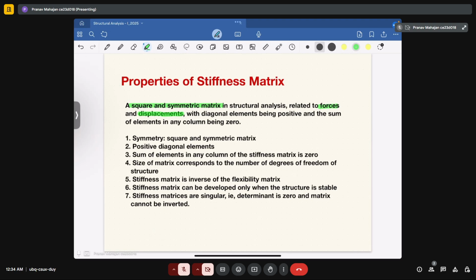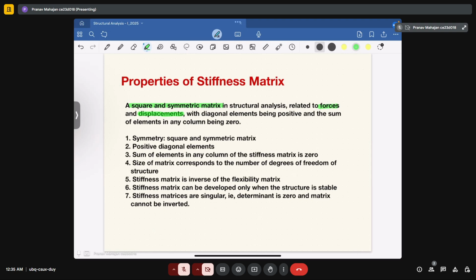Further, the size of the matrix corresponds to the number of degrees of freedom. That means the number of degrees of freedom in the structure will define the size of the stiffness matrix. If you have 3 degrees of freedom, then your stiffness matrix will be of 3 by 3 order. Further, as we already know, stiffness is the inverse of flexibility. So on the same lines, the stiffness matrix will also be the inverse of the flexibility matrix.